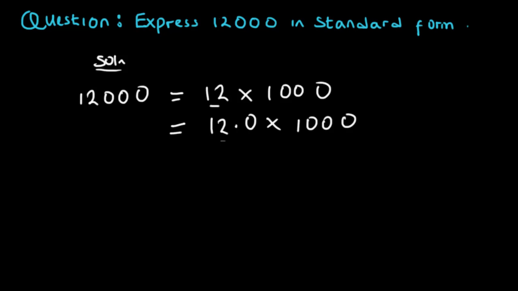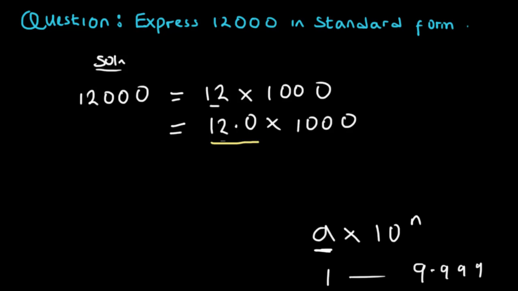Now in the previous video I told you that standard form is usually written in the format a times 10 raised to power n, where a is between 1 and 9.999. I hope you can still remember. Now 12.0 is bigger than 9.999. So what we are going to do is move the decimal point to the left once. And because we move the decimal point to the left once, we are going to add 0 to 1,000.